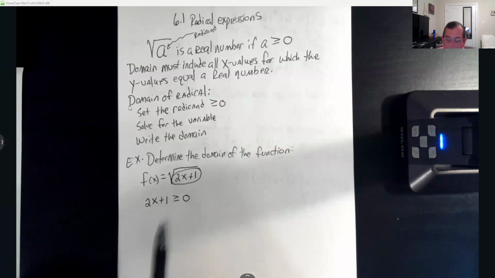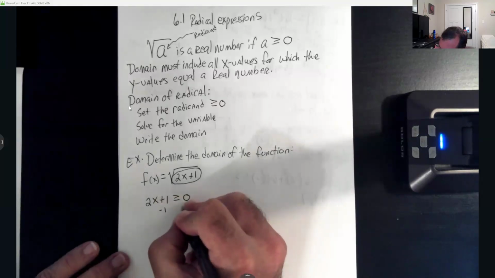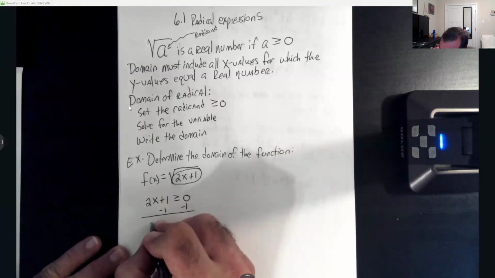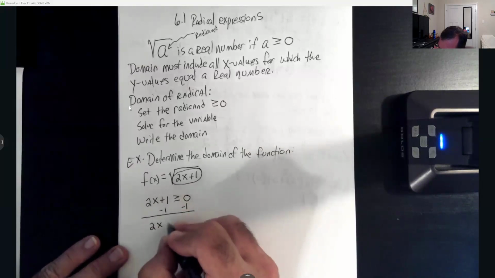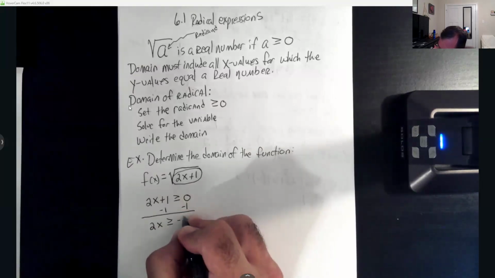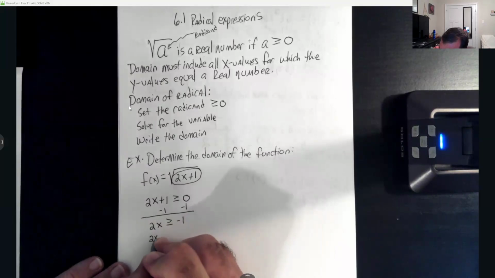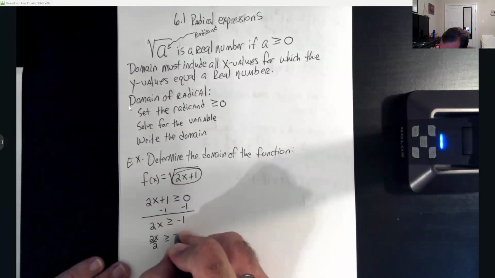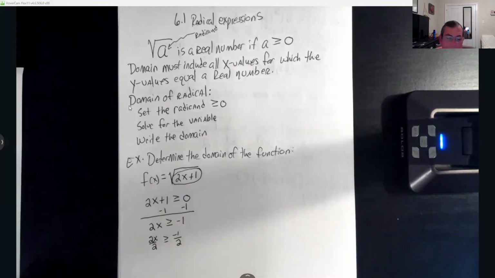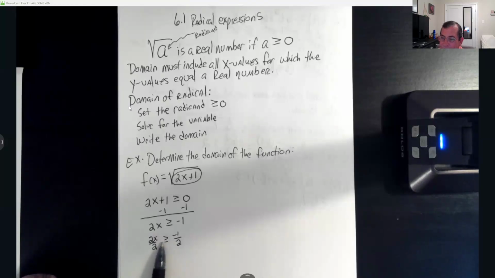So y'all, we're going to move the 1 by subtracting it first. So 2x, those cancel, so that's greater than or equal to -1. Now, divide both sides by 2. Now, here's one thing you got to remember. Since you got this greater than and less than stuff going on, if I'd have divided by a negative, I would have had to turn that around, okay?